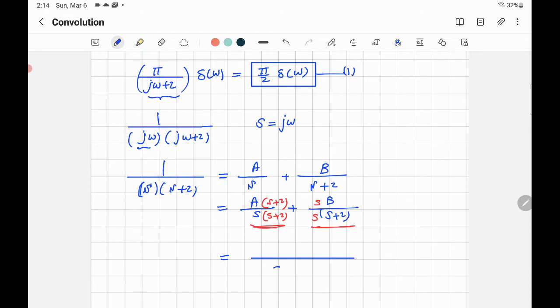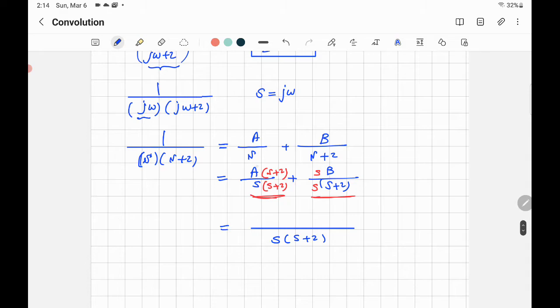Common denominator, s times s plus 2. And you have in the top a times s. A times 2 is 2a. S times b, bs. So rearrange terms. S times s plus 2. In the top, as and bs, so you take s as a common factor: a plus b times s plus 2a.